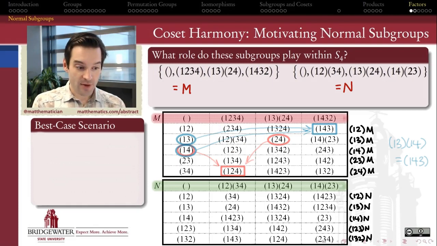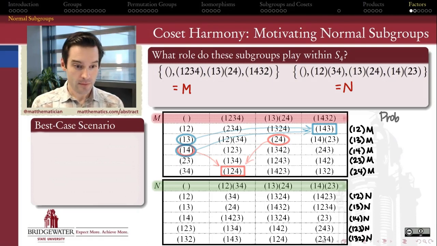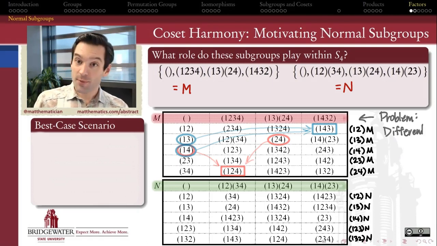And so this subgroup M is not a subgroup whose cosets are going to form a group. We can't even get the cosets to behave coherently with one another. I pick different elements in the same coset, and it changes my product. So M is not the kind of subgroup that we're going to want to work with. We cannot build our group on top of M as a constituent subgroup. So this is a problem.